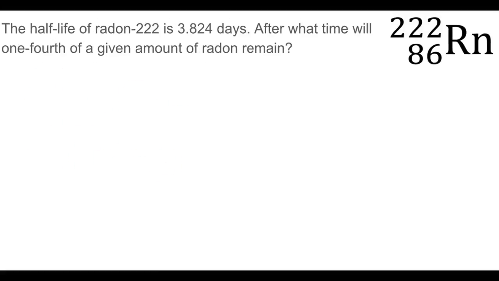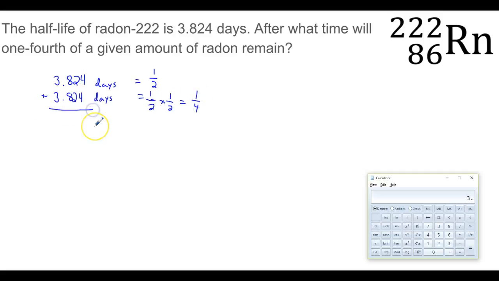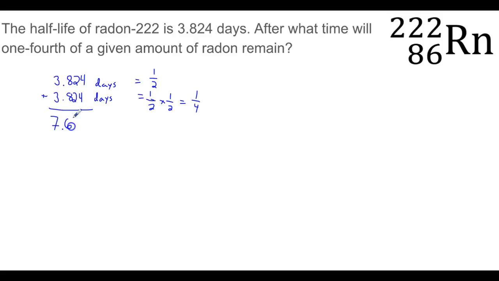Half-life of radon-222 is 3.824 days. After what time will 1/4 of a given amount of radon remain? So I have 3.824 days as 1 half-life, and then another 3.824 days, I'm going to have half of that, so that's 1 half times 1 half, so I'm going to get 1/4 of the original amount after 2 half-lives. So that's 3.824 days plus 3.824 days, that's going to work out to be 7.648 days.